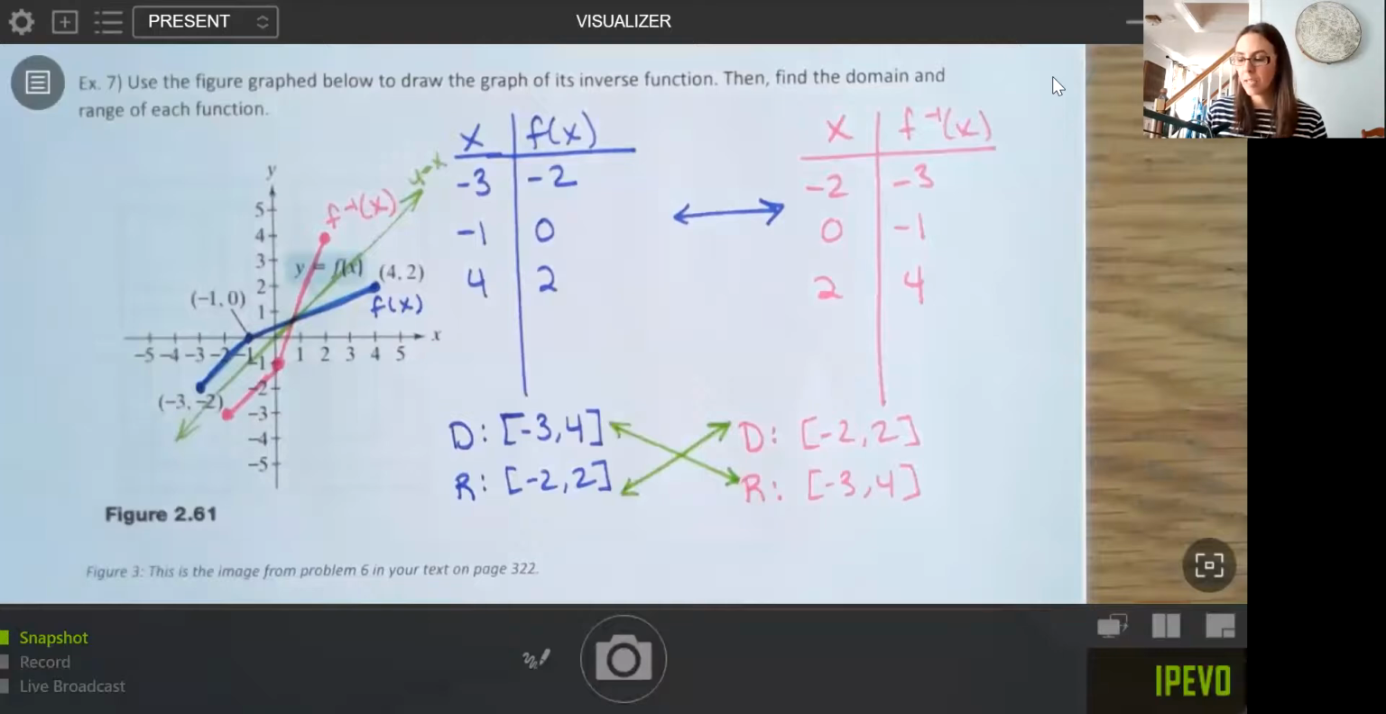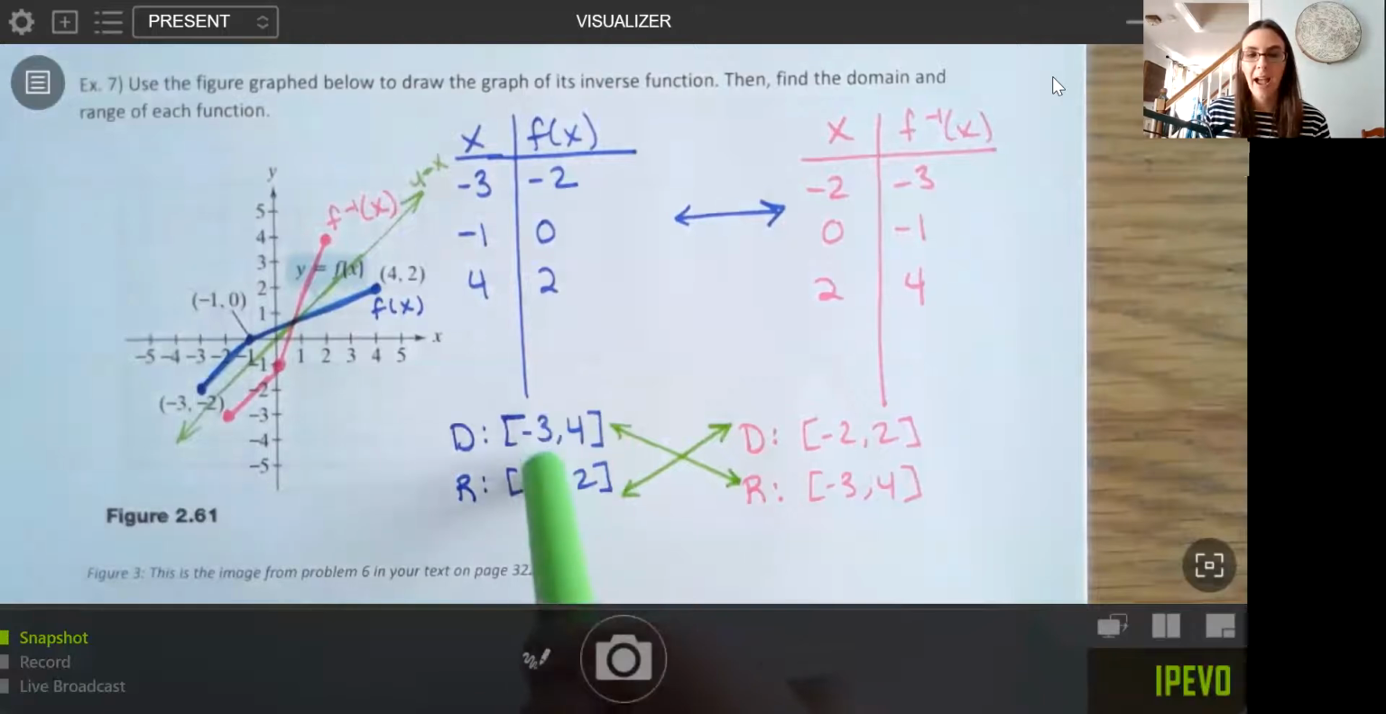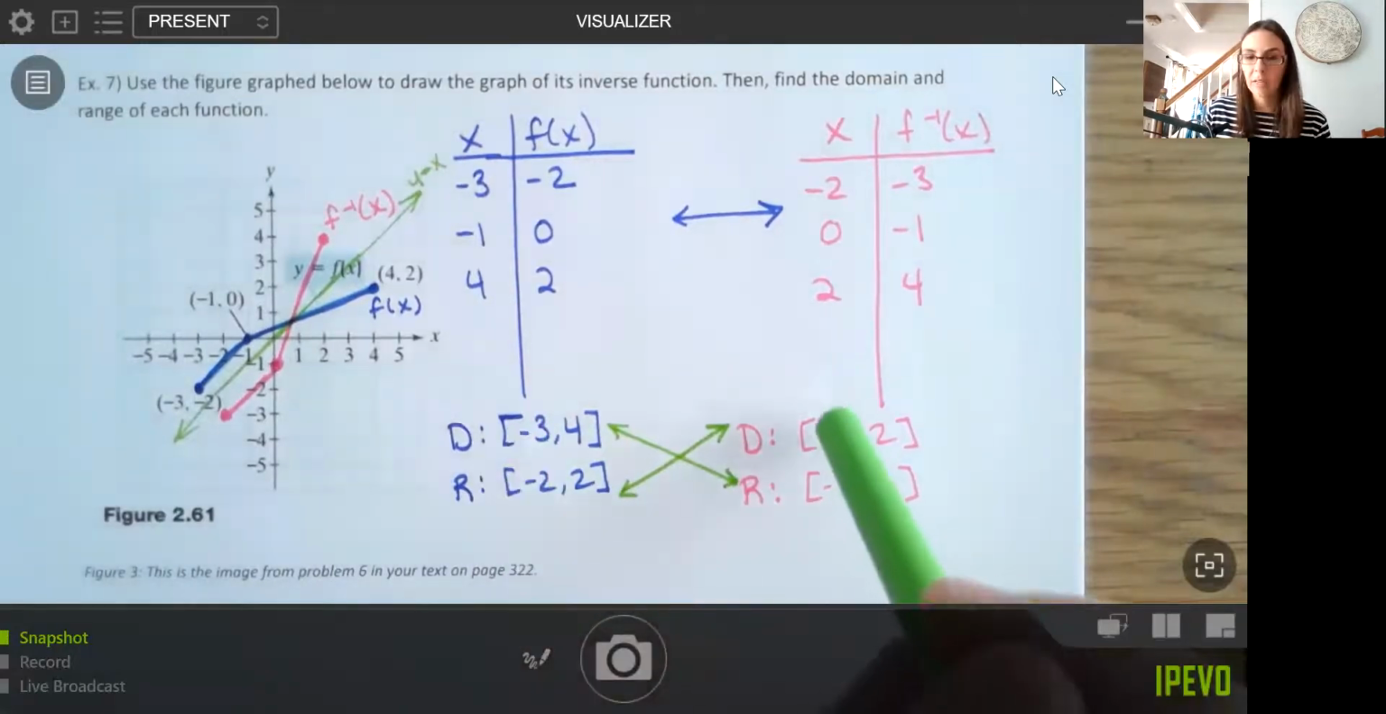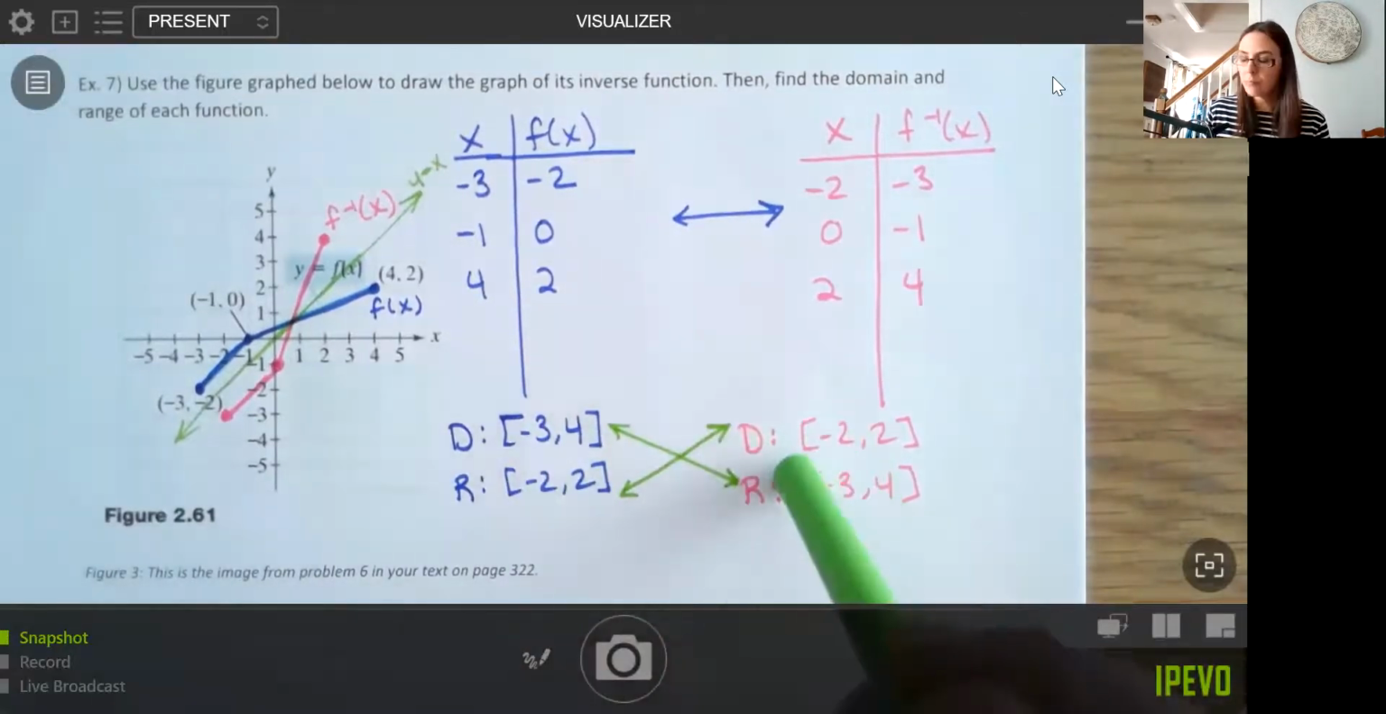They swap. And that's because we're swapping the x and the y. So you're getting the opposites. So it's really nice because actually if you have information about one piece, then you already know the other side. So if I know my domain and range here, I don't have to do any extra work. I know my domain and range here. I'm just going to switch them.